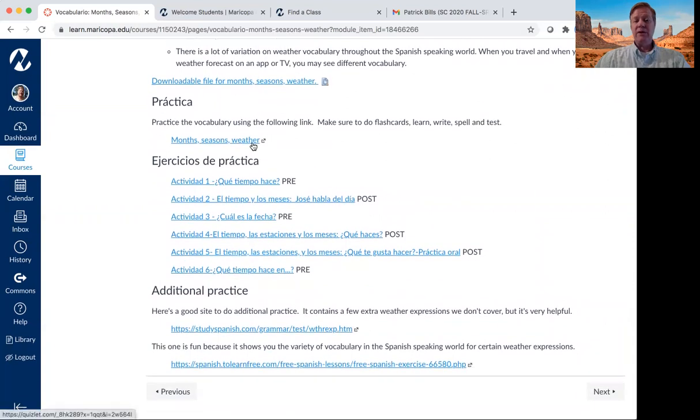Again, practice these on Quizlet. It's a lot of vocabulary. And then do your exercises.